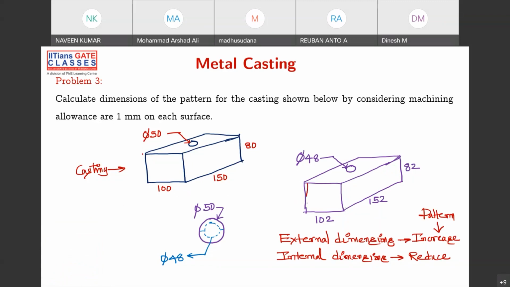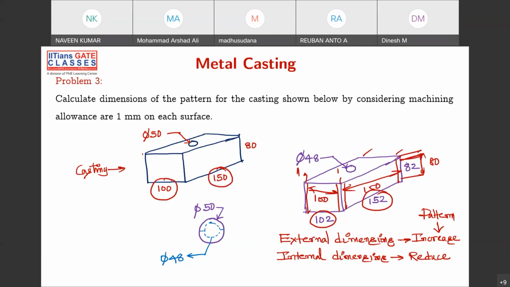You have to reduce here, you have to reduce here. Then only it will become 100 here, right? So this is 1 mm here, and this is 1 mm here. Like that, this side will now become 150. And obviously this side and this side, this side and this side, will become 80. It means that if you are giving the pattern as 102, then after machining it will become 100. If you are giving the pattern as 152, then after machining it will become 150. If you are giving the pattern as 82, after machining it will become 80.